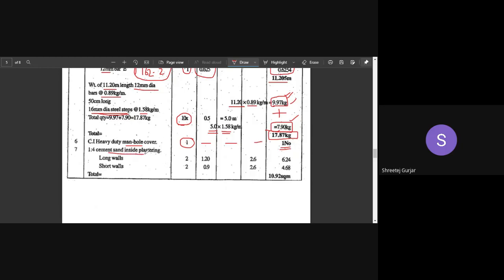Then cement sand inside plastering of your long walls and also your short walls. We need to do inside wall plastering. So 2 numbers of long walls and 2 numbers of short walls. The lengths of the long wall and short wall I have calculated previously, and the same thing you can write. But remember, this is the in to in distance of your long wall as well as your short wall, not the entire wall. Then this is the height of your long wall and short wall, 2.6. Let me just show you these dimensions in the sectional view.